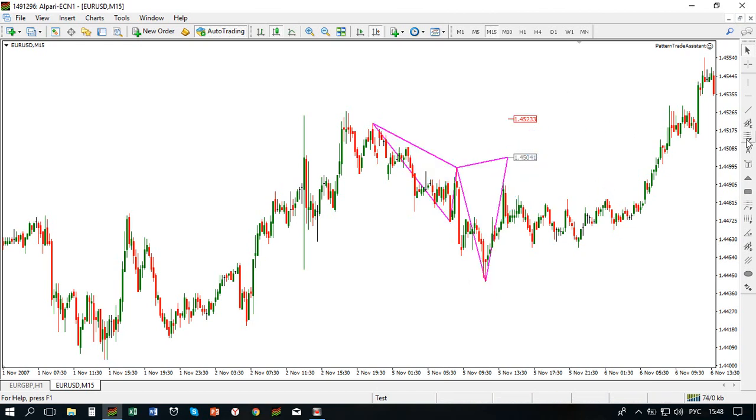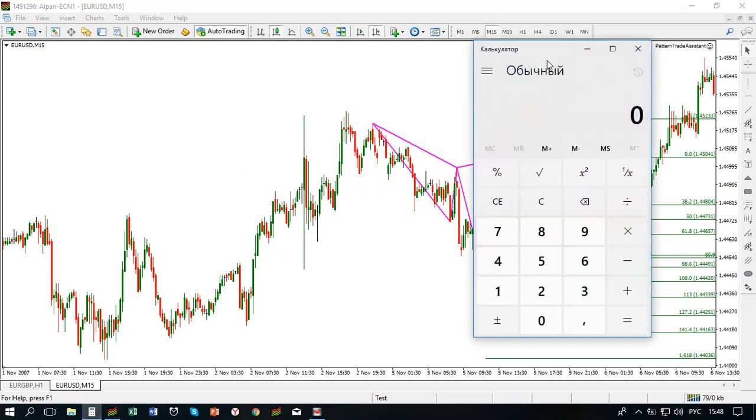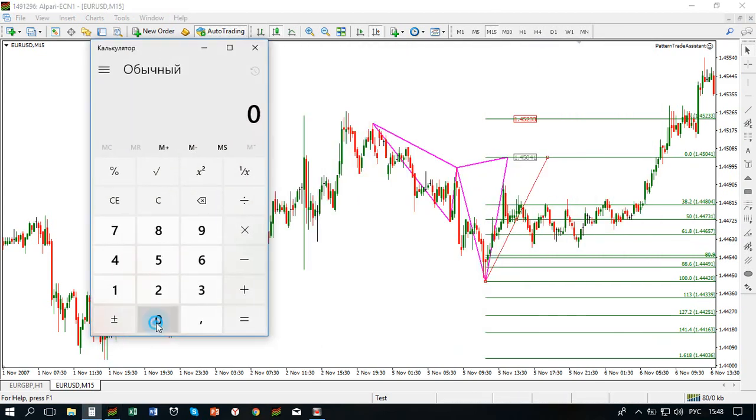So my idea is this: using the 786 standard entry level from X to C. Second, using the target of 0.61A and using the stop loss being half of 161A. If you are interested what is the half of 161A, you just need to divide that.